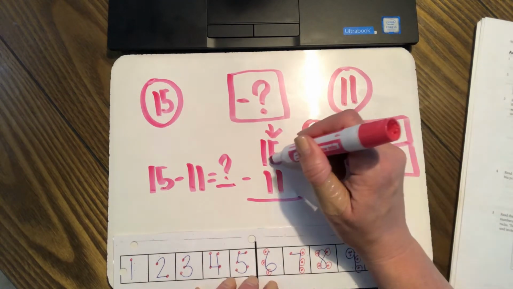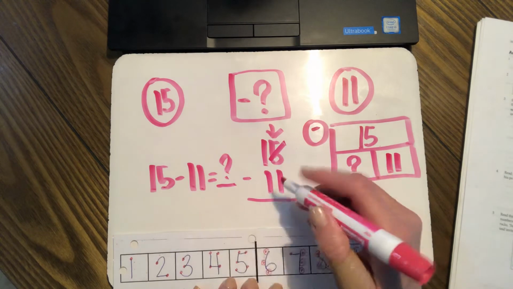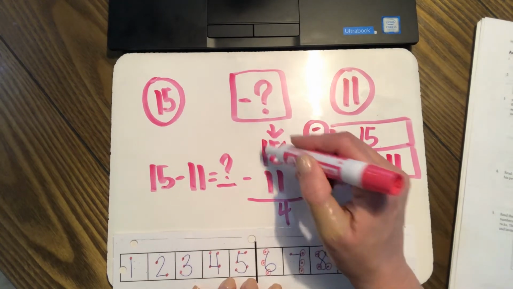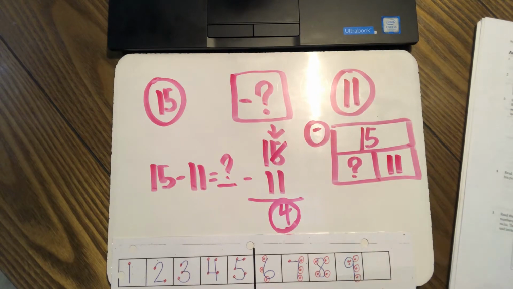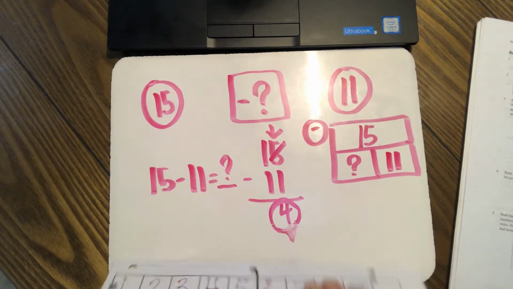So here we go. 5, 4, and 1, 0. So since 0 is nothing, I'm just going to leave it. So 4 is the answer. So I had 15 and I gave 4 away, and then they had 11.